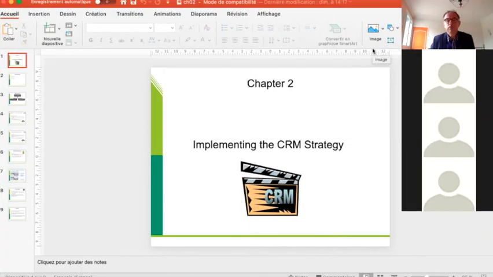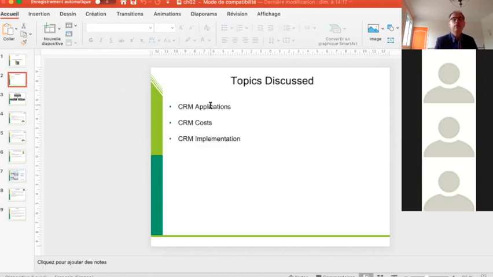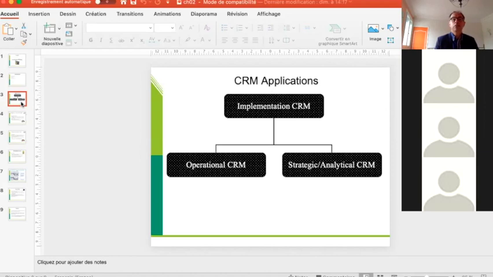So chapter 2 is about implementing a CRM strategy. We will see applications, the cost, and how to implement CRM. CRM should be implemented on the operational level and on the strategic and analytical level. So we have operational CRM, or customer relationship management, and strategic and analytical customer relationship management.